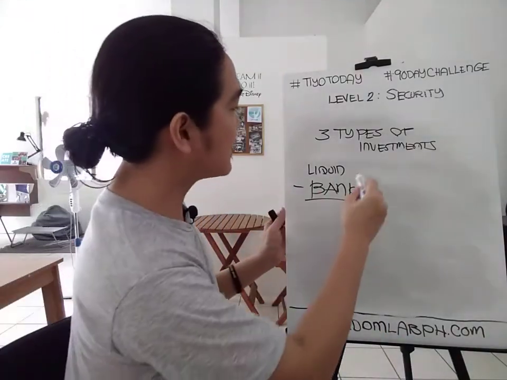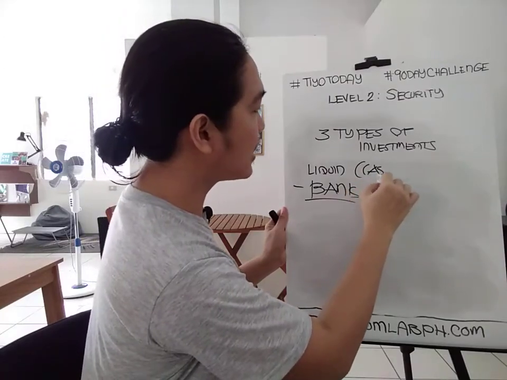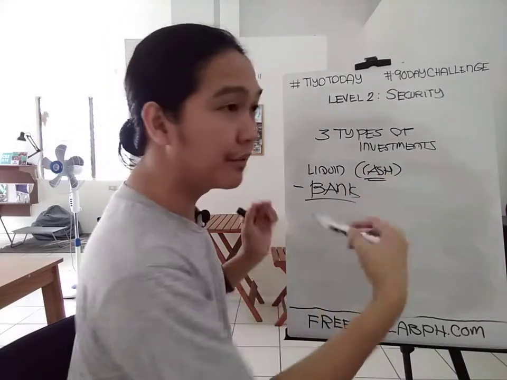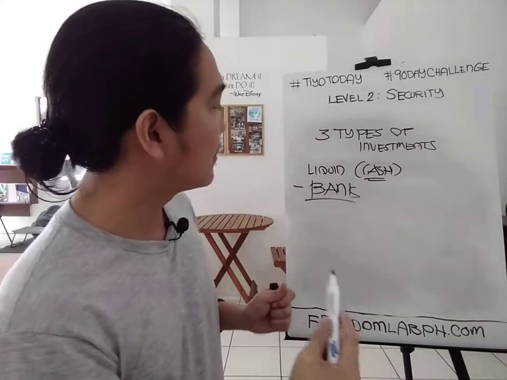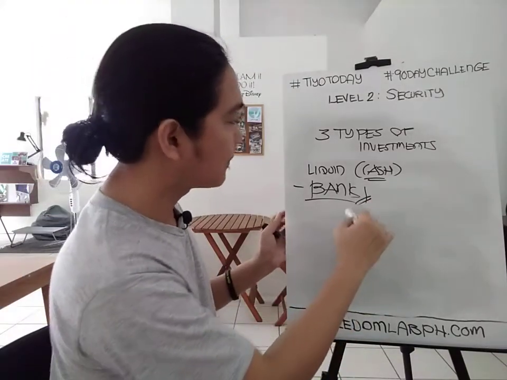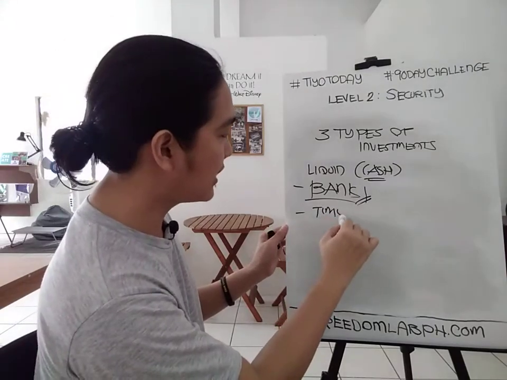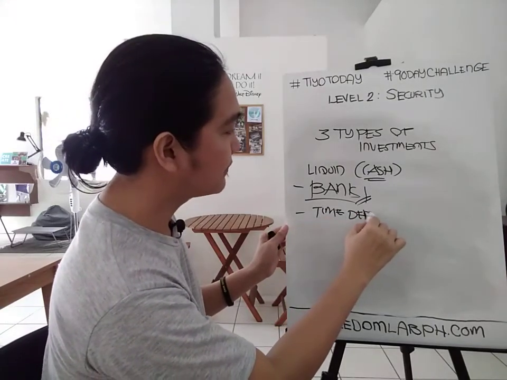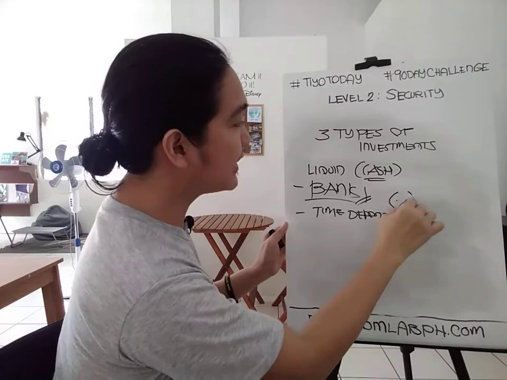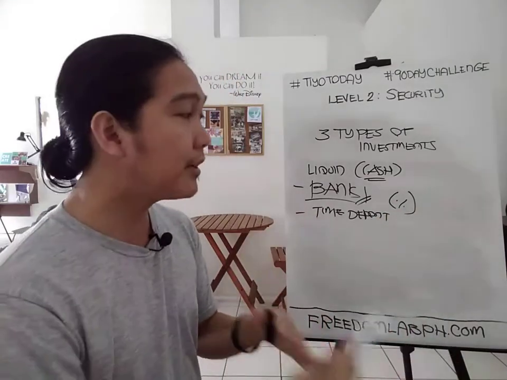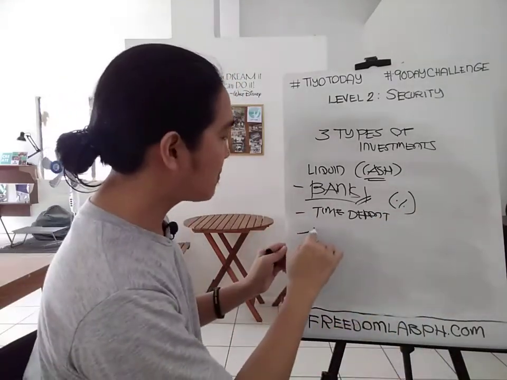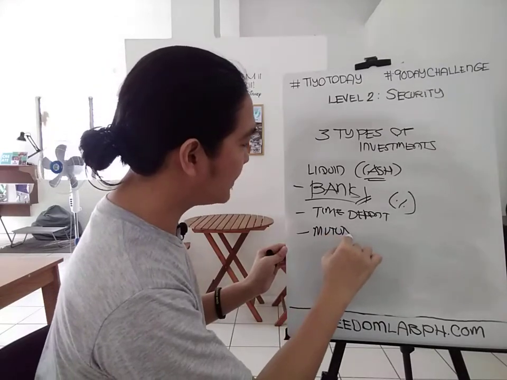Right? So liquid investments are cash that are invested into these types of vehicles, like banks. That is a liquid investment. You invest in the banks. Meron kang mga time deposit account, savings account, okay? Because merong interest, your money can grow. Pero again, very slow. That's why dito papasok yung tinatawag natin na mutual funds.